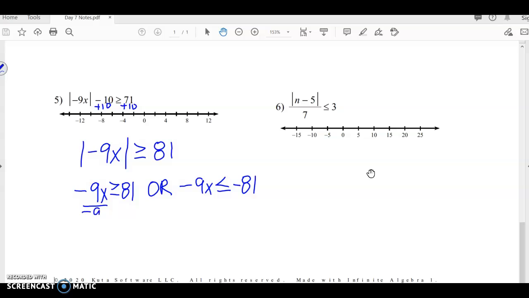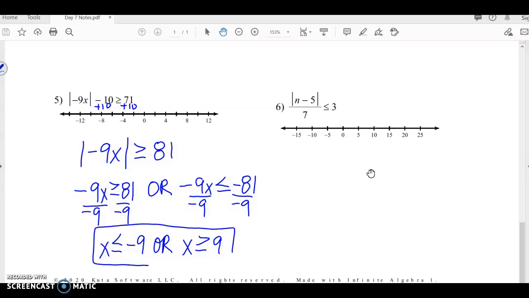So then to solve, I divide by negative 9. So I have to flip. X is less than or equal to negative 9. Or divide by negative 9. So I got to flip that one too. X is greater than or equal to positive 9. So I have a solid dot at negative 9 going to the left forever. I can be there, or solid dot at positive 9 going to the right, the greater than forever. I can be here, or I can be there.